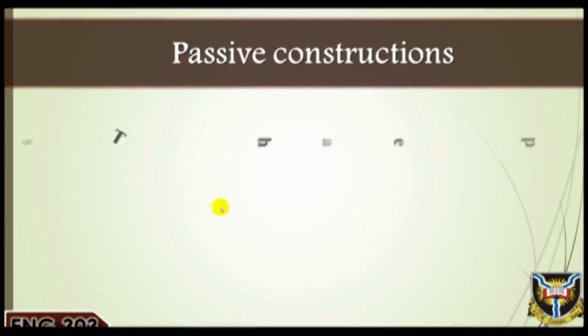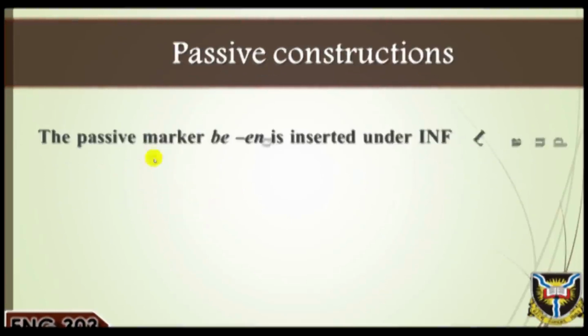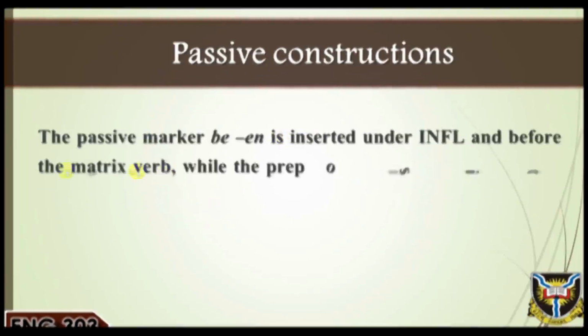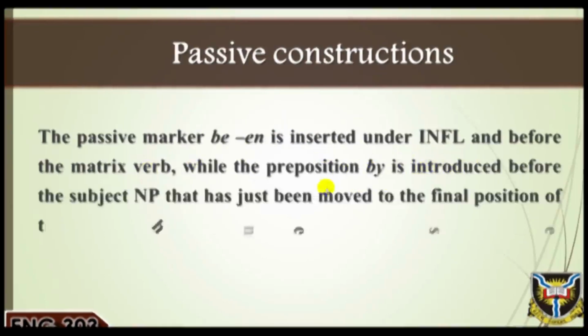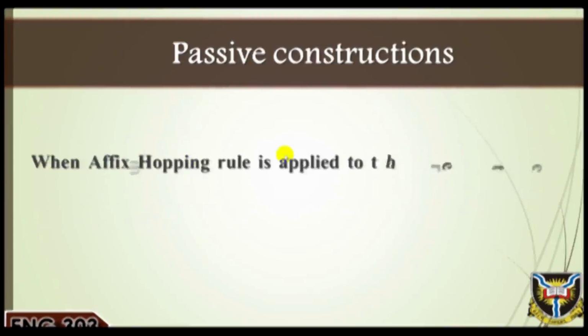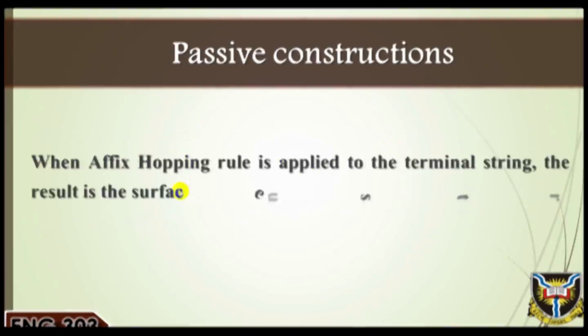The passive marker BE+EN is inserted under INFL and before the matrix verb, while the preposition "by" is introduced before the subject NP that has just been moved to the final position of the sentence, when the affix hopping rule is applied to the terminal string. The result is the surface structure of a passive construction.